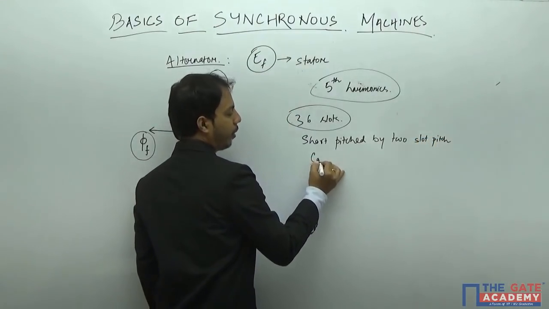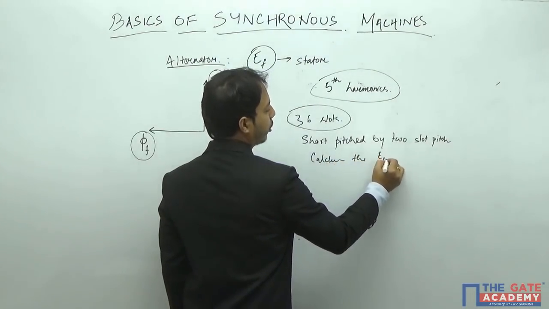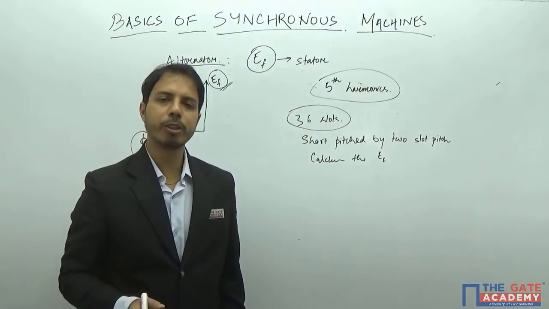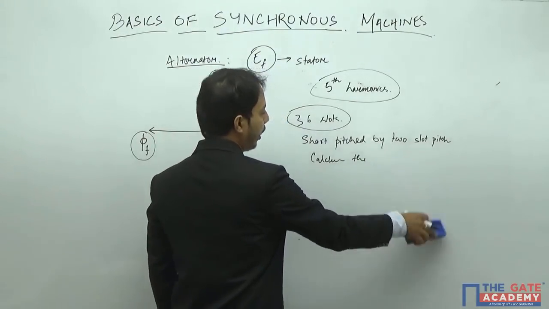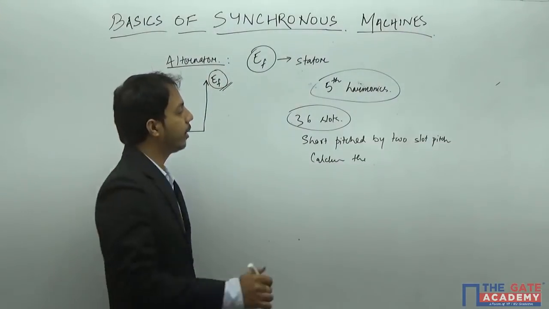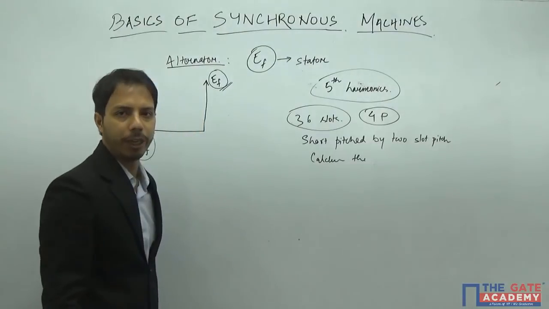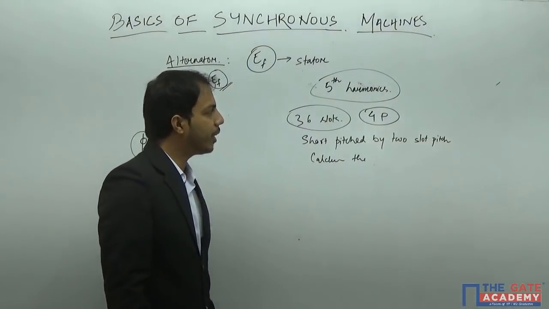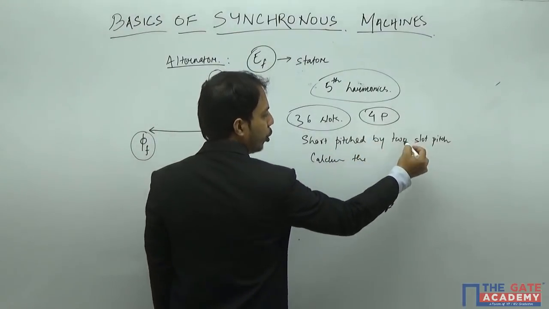So calculate the induced EMF. For that you need to find out Kd and Kp. I'll show how to find Kp here. Suppose this is a 4-pole winding of the rotor. If it is a 4-pole winding, how do we calculate the 2 slot pitch?